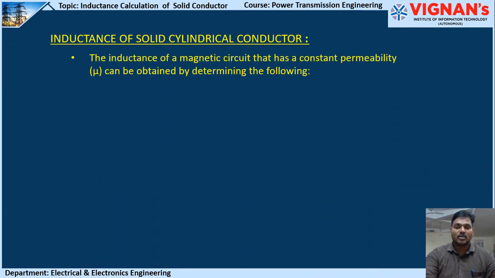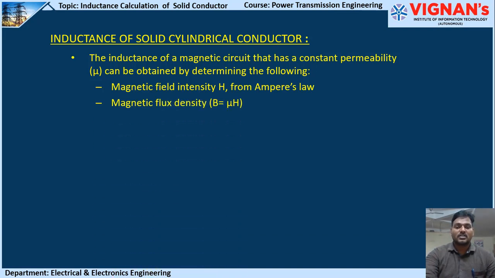So for the inductance of a solid conductor, in order to derive that, you need four parameters. The first one is the magnetic field intensity from Ampere's law. Ampere's law states that the line integral of magnetic field intensity over a closed path is equal to the current that is enclosed. Magnetic flux density can be derived by using the formula B is equal to mu into H once the magnetic field intensity is known.